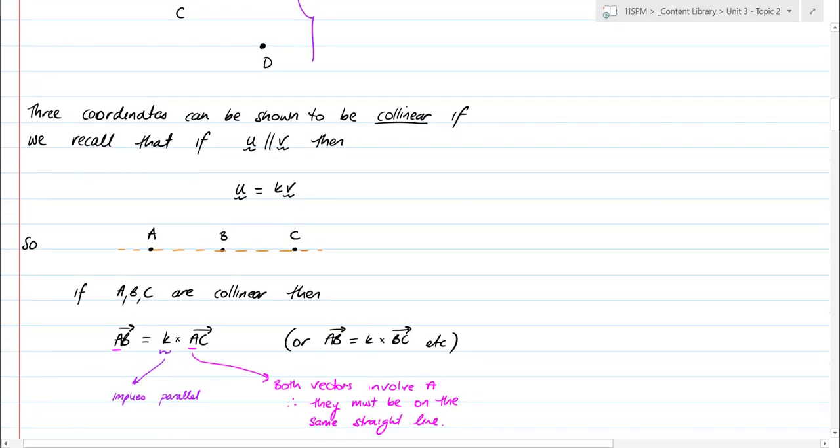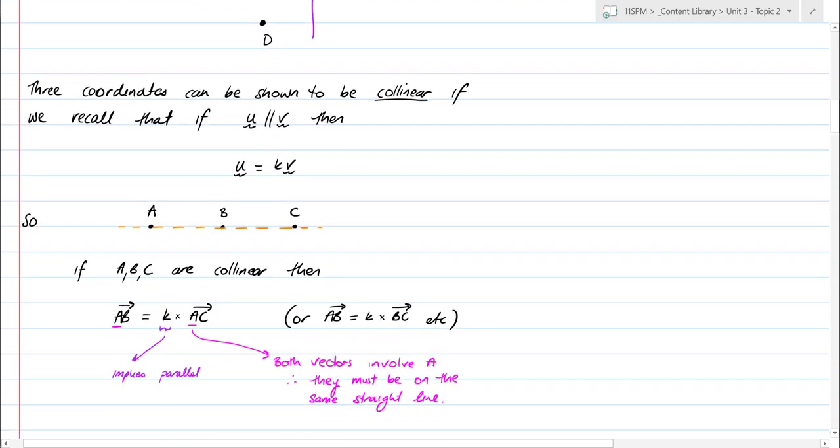What's important though is that these 3 points are collinear if 2 vectors created by those 3 points hold the property of parallel lines. And there's 2 reasons why they're collinear. First, they're in the same direction, so that multiplication by K implies that directionally they're the same. But secondly, this definition here shares the point A. So they're 2 vectors that have that common point A, and also they're parallel. Therefore, they must be collinear.